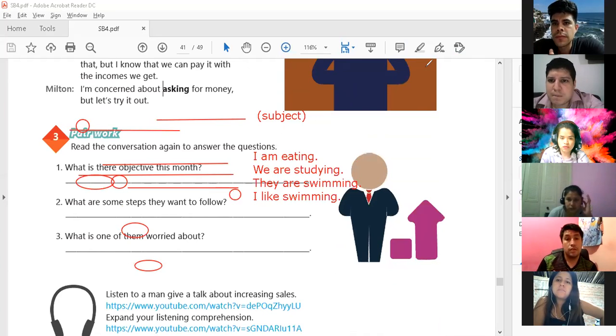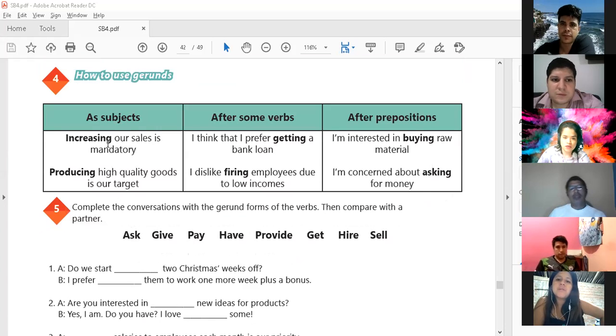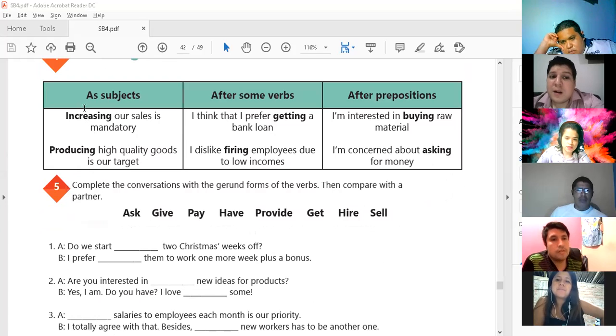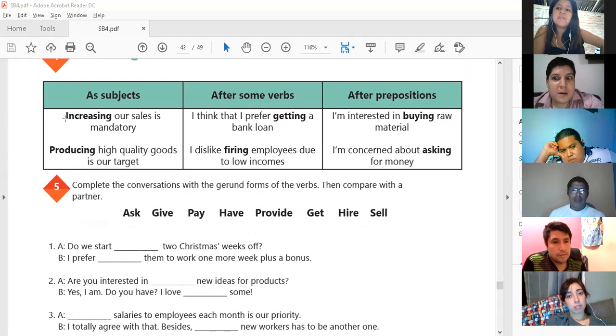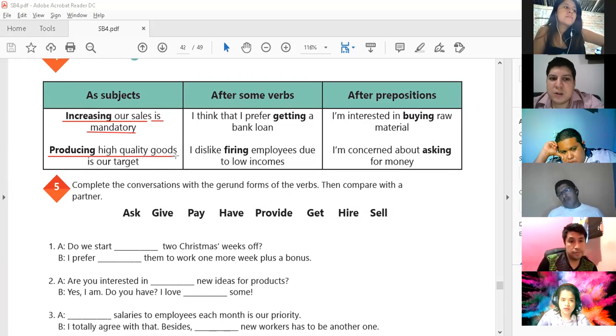And this is why we're going to get it done. Say with me, please. How to use gerunds. Increasing our sales is mandatory. What is the meaning of increasing? Incrementando. Incrementar. So all of this is the subject. Ah, okay. Subject. Increasing our sales. What is this? Verbo. Complement. Producing high quality goods.